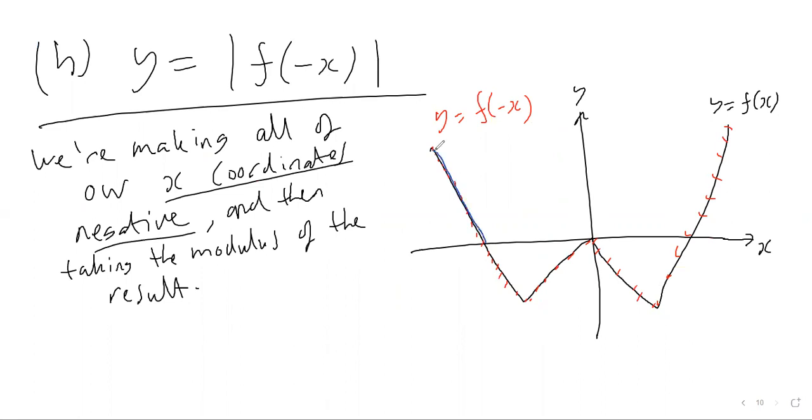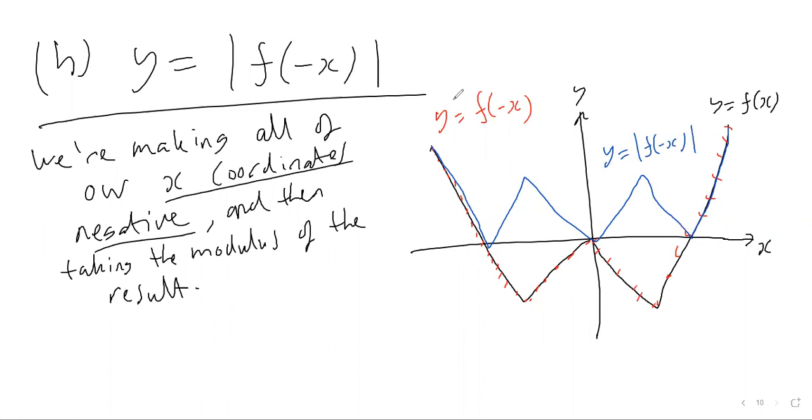So we're going to get this modulus graph where we reflect all of our negative coordinates, but we still have the same positive coordinates, because remember, a modulus just makes all of our numbers non-negative. It just takes the size of our y values. So we look at our y values on our graph and take the size of them. The size of these negative numbers becomes positive. The size of these positive numbers still remains the same. So this is going to be our graph y equals the modulus of f of negative x.